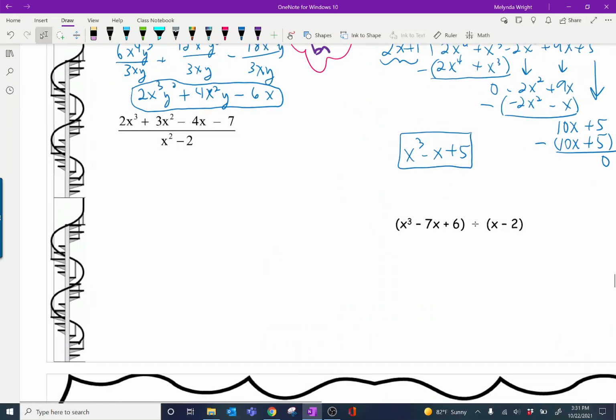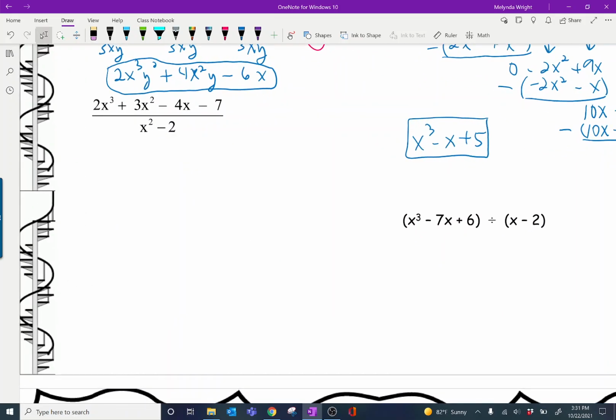Okay, let's try this one. I'm going to divide by x squared minus 2, so I'm going to have to use long division. Let's see, I have x cubed, x squared, x to the first, 7. I don't have to put in any zeros. That's nice. Here we go. x squared minus 2 is our divisor. Our dividend is 2x cubed plus 3x squared minus 4x minus 7.